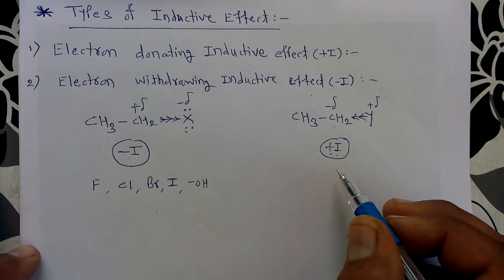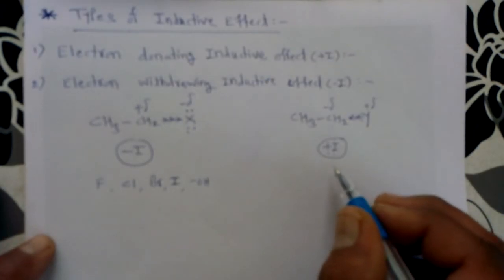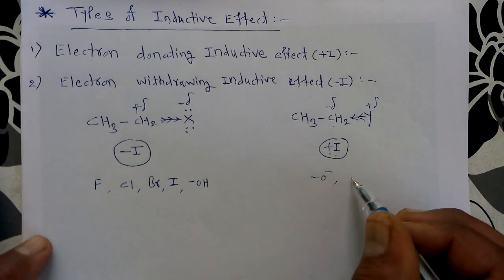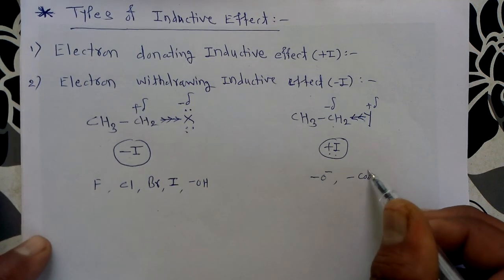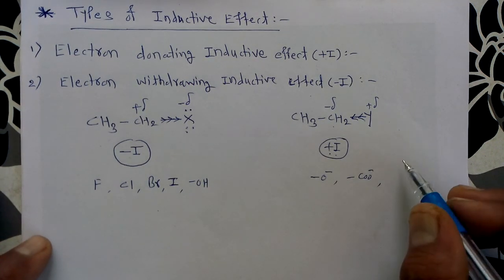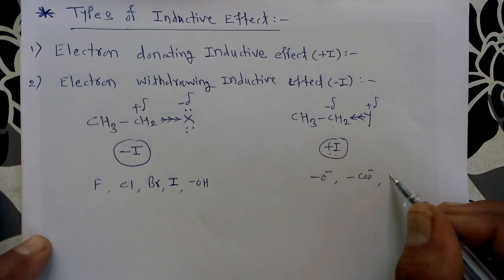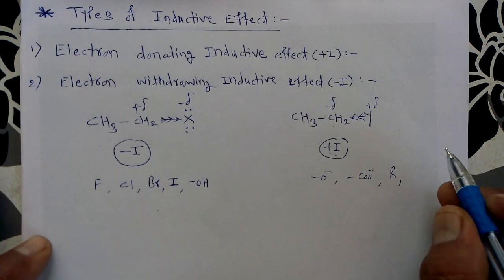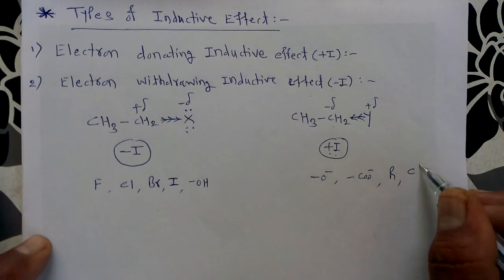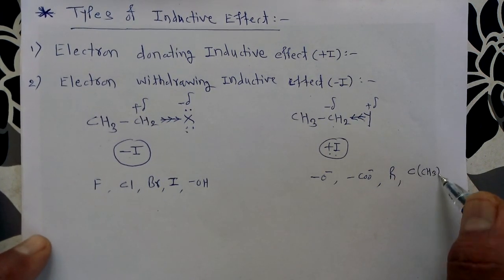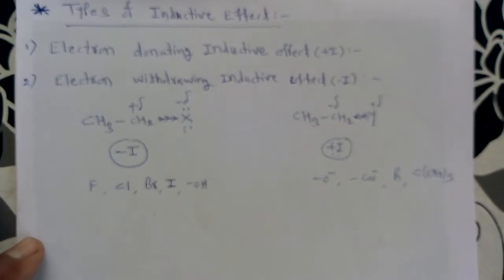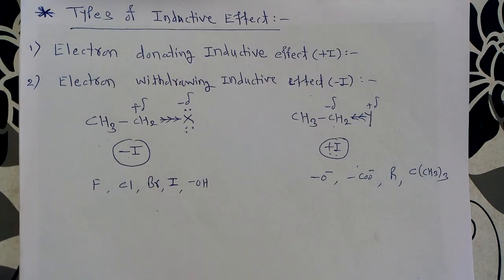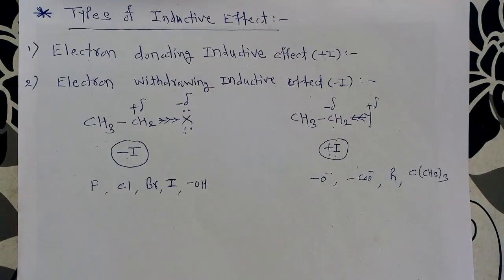On the other hand, the plus I inductive effect can be shown by the O minus. It may be shown by the COO minus. It may be shown by the alkyl group also. If I take the alkyl group, suppose, it also shows the plus I inductive effect. We may take here the tertiary butyl group, CH3 taken thrice. So these types of groups show the plus I inductive effect as well as the minus I inductive effect. So this is a simple classification regarding the inductive effect.